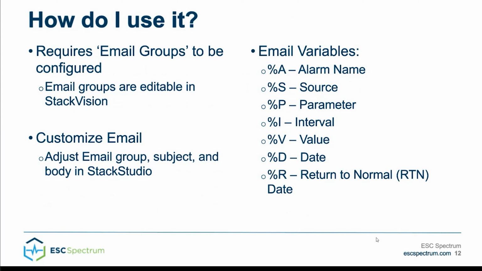If you have alarms that you know you just want operators to see, or maybe you have alarms that you want to go directly to certain managers, you can do all of that through the email group. So you'll set up the email group for them under their user accounts, just adding their email addresses. That's done in StackVision. And then once that is done, you can go into Stack Studio and adjust that email group, customize the subject, and then what you actually want the body of the email to be, which I'll show you as well. But there are quite a few email variables. So you can do alarm name, and you can customize source, parameter, interval, value, date, and then the return to normal date.